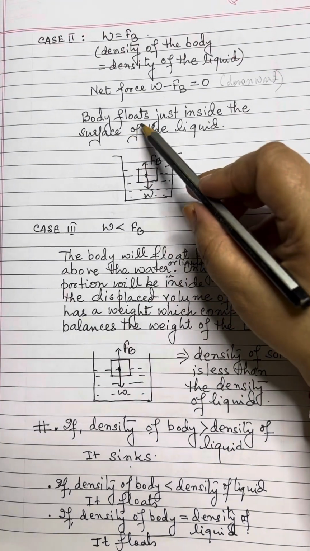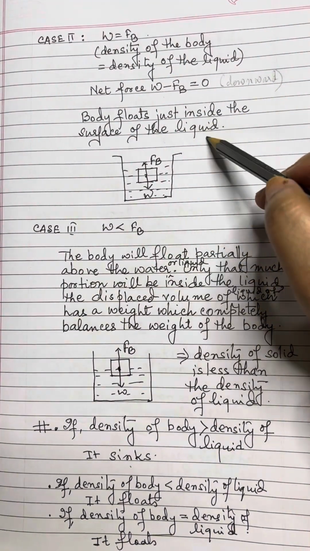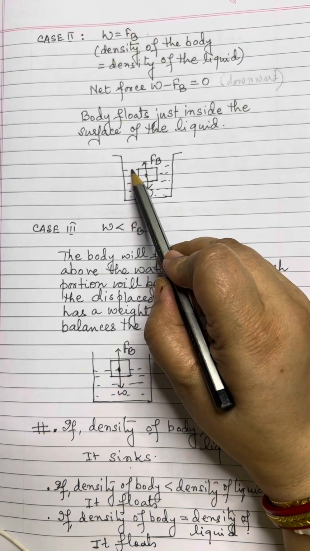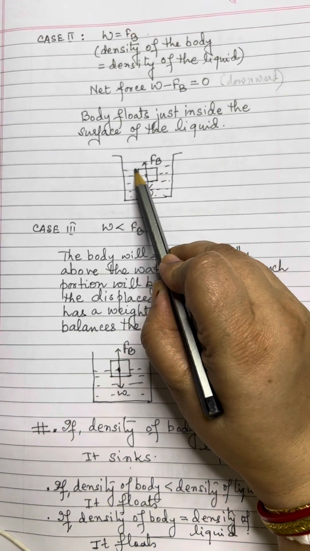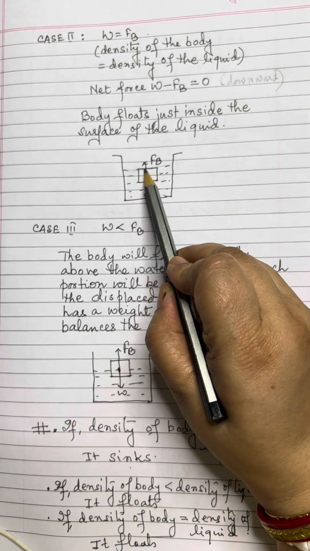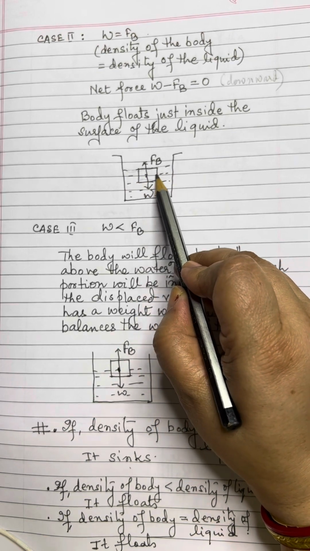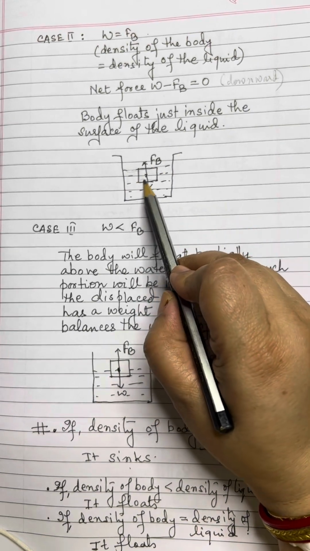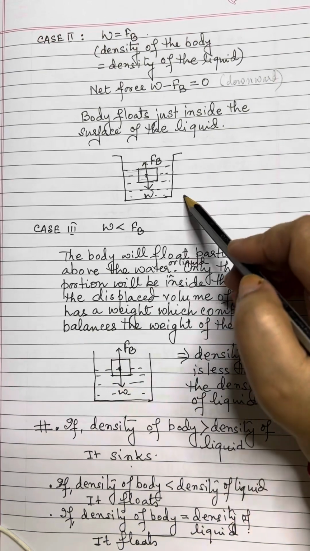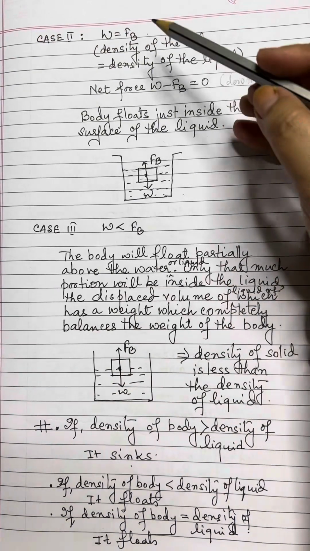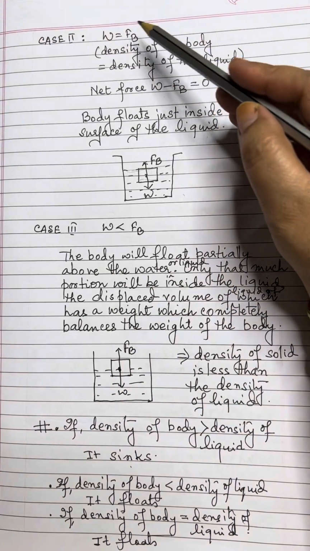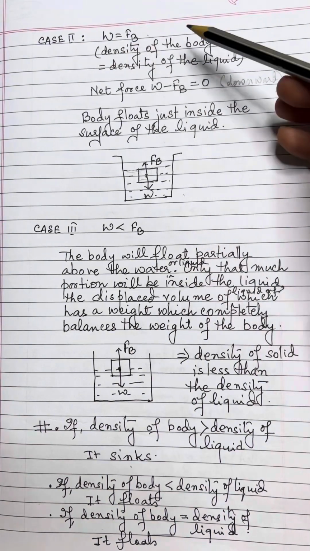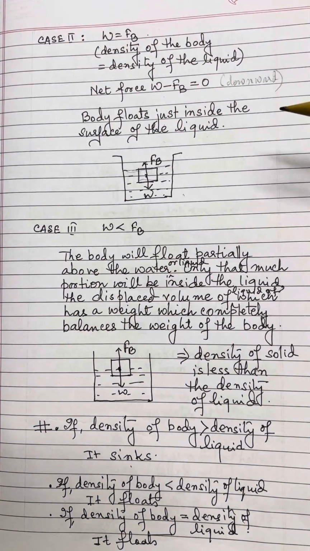So therefore the body floats just inside the surface of the liquid. Suppose this is the surface of the liquid, this is the outer layer of the liquid, and the body floats just inside the surface of the liquid. So this will be the situation for this case when W is equal to Fb, or weight of the body is equal to the upthrust experienced by the body.